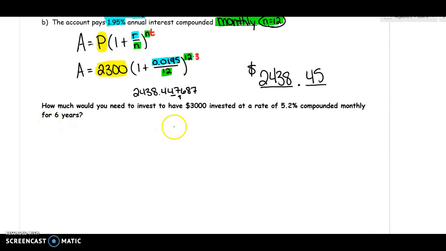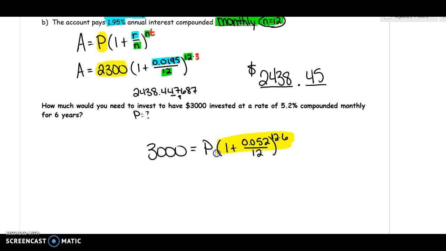For this next problem, you need to put in what you know. The difference is how much would you need to invest? What should P be if we want to end up with $3,000? So keep your P in because you don't know what that is. Our rate is 0.052, compounded monthly for 6 years. Basically, figure out what this equals in your calculator, and then take 3,000 divided by that to figure out what P is. So pause the video, do that, and then play again.